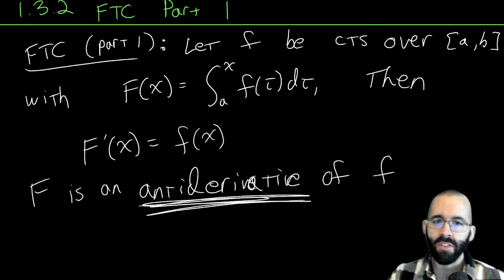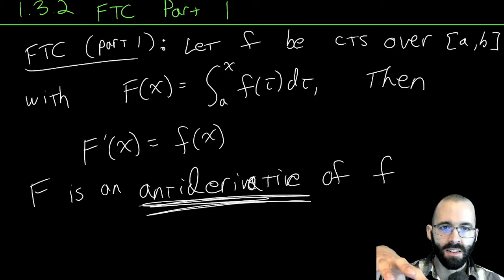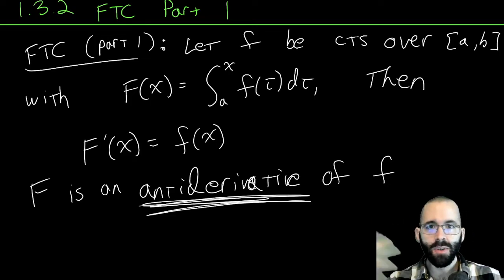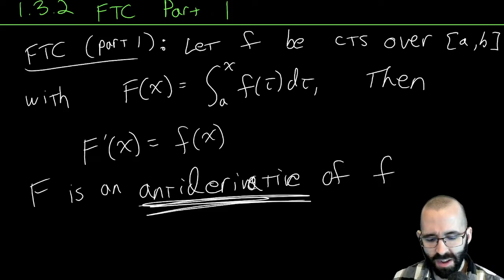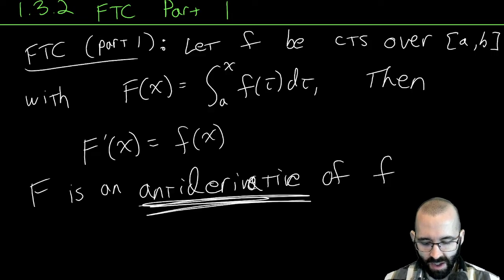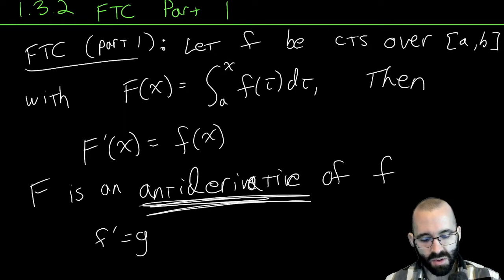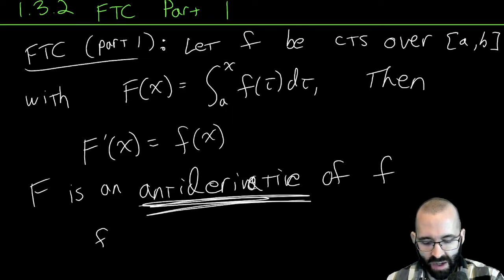Okay, derivative of f equaling g means the antiderivative of g equals f. Antiderivatives are basically inverses in a sense. They're not precisely inverses, but they're very similar, right? So again, if f prime equals some function g, then the antiderivative of g will equal f. Actually, I'm going to wait to write that down.